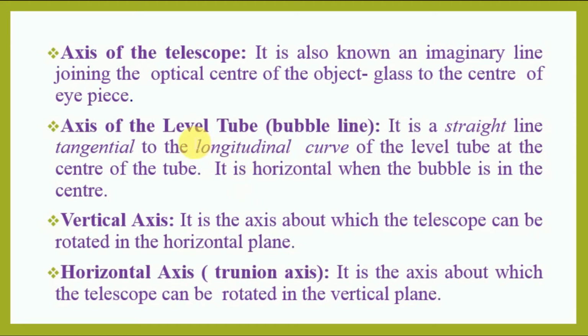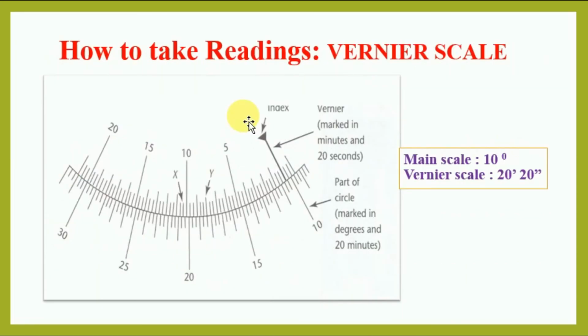Axis of level tube, or we can say bubble tube. It is a straight line tangent to the longitudinal curve of the level tube at the center of the tube. Vertical axis: the telescope can be rotated in the horizontal plane, and horizontal axis means the telescope can rotate in a vertical plane. Now we will be looking at how to take a reading on the vernier scale of a theodolite.